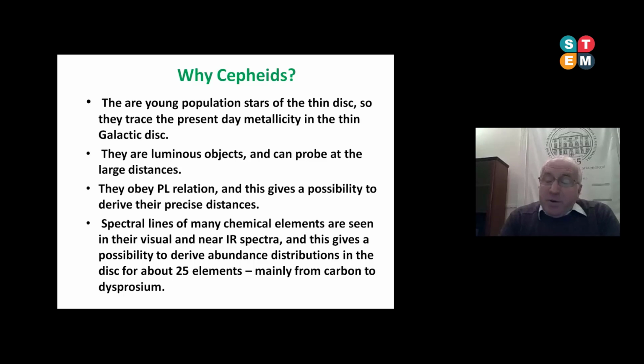They obey the period-luminosity relation. This is very good because in this case, we have the possibility to derive their precise distances. And what is important, spectral lines of many chemical elements can be seen in their spectra, in the visual part and infrared part, and this gives us the possibility to derive abundance distributions in the disk for about 25 elements. It can be even more, but we used the set of 25 elements, mainly from carbon to dysprosium.